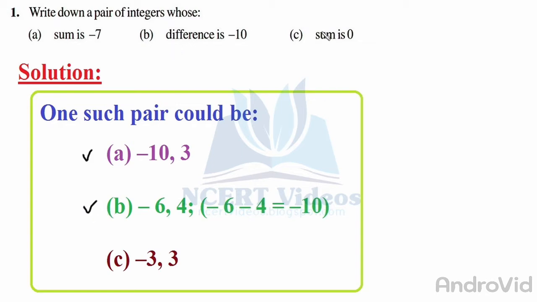Now sum is 0. You can take any number for this case. Just make the signs opposite. If you are taking -3, then you have to take +3. They cancel out each other, or they are simply additive inverse of each other. So that was your first question.